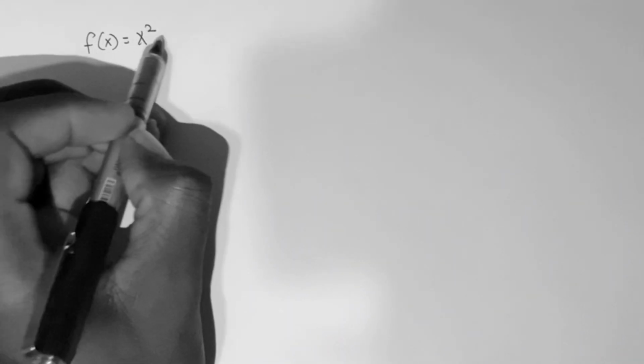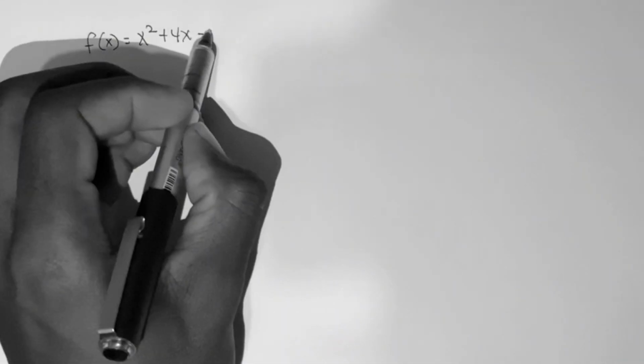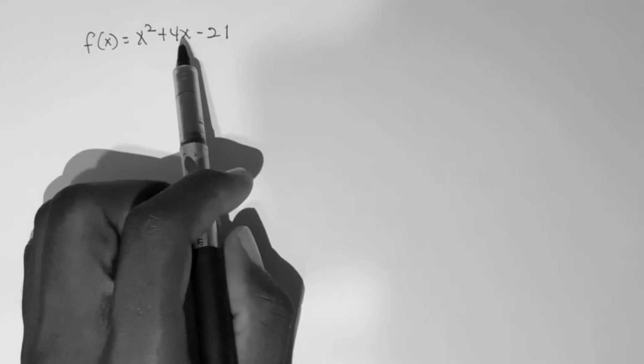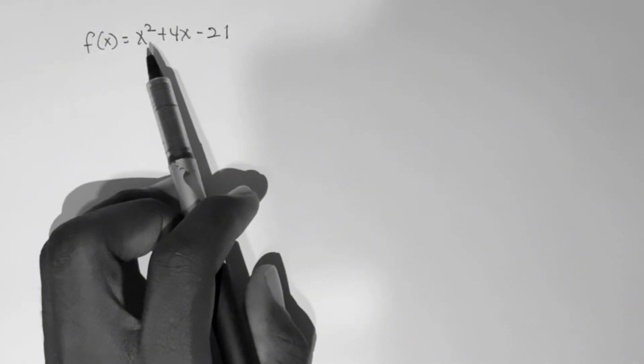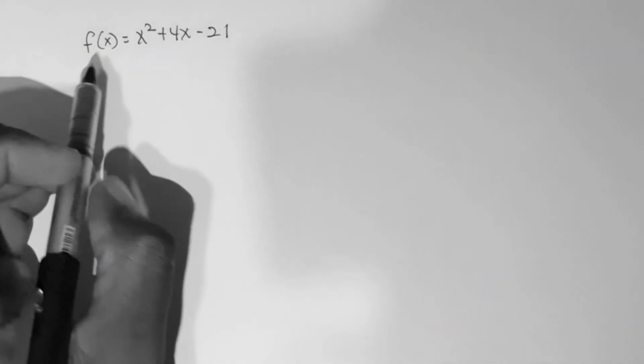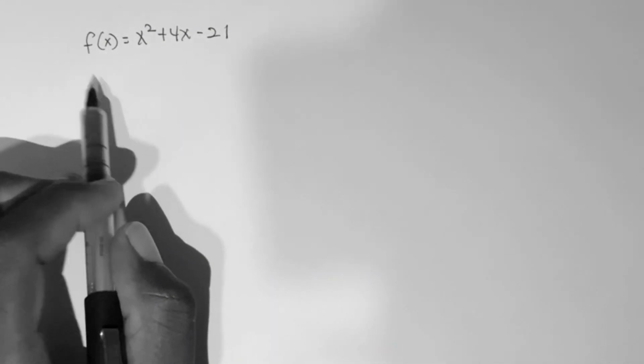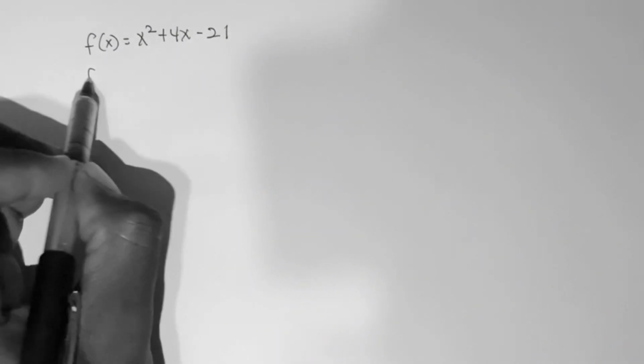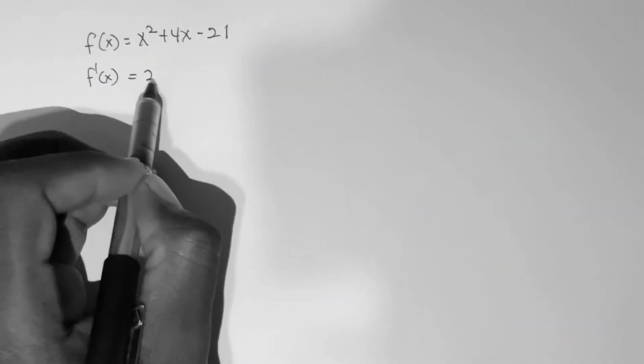So let's consider the function f of x equals x squared plus 4x minus 21. In what interval is this function increasing and also decreasing? And what are the critical points? To find the intervals for which it is increasing or decreasing, we need to find the derivative. So f prime of x is equal to 2x plus 4.